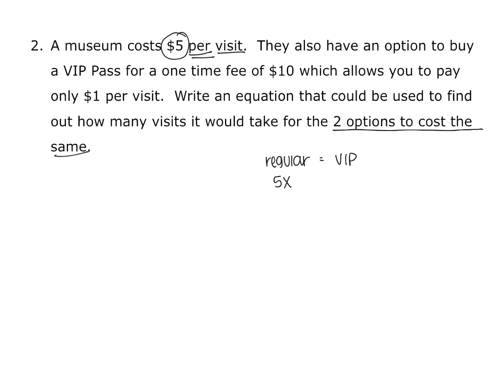For the VIP option, you have to buy a pass for a one-time fee of $10. That means 10 is going to be a standalone amount, and then on future visits you pay more, so we're going to add $1 per visit. You can either write 1 times X or just X here. We bring that equal sign down because we want them to be the same, and there's our equation.